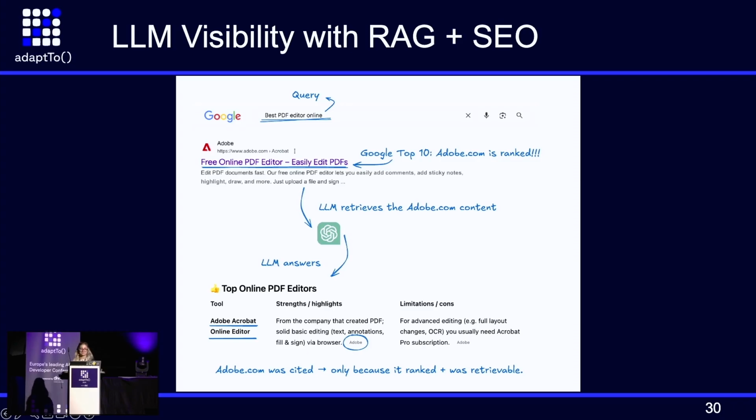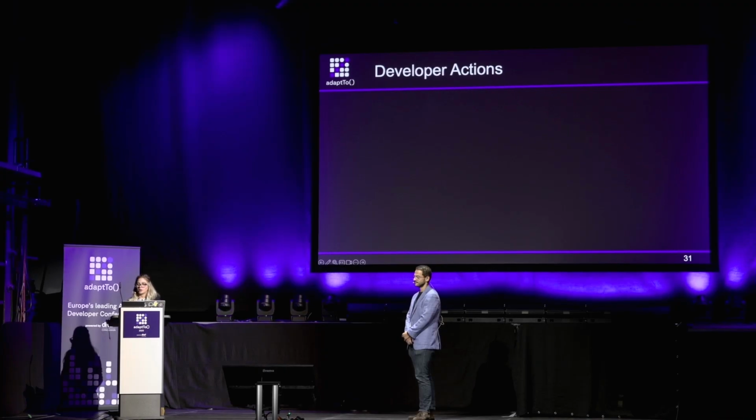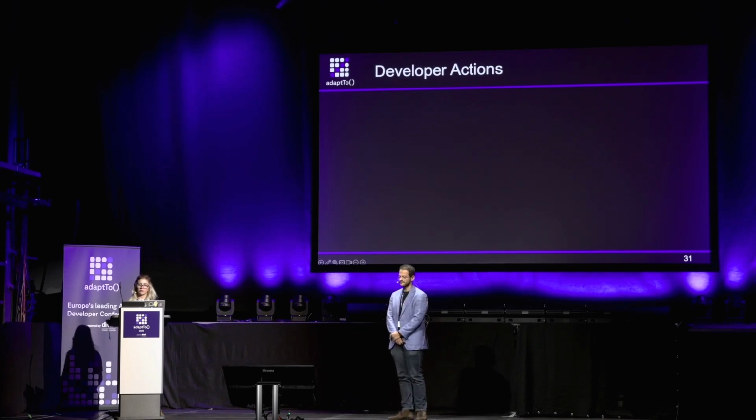Adobe Acrobat is both mentioned and cited. So it shows that only because Adobe.com was in Google, it was ranked, and we made the page rankable and retrievable. This is where the developers come in: how you make sure your customer's web page is crawlable and retrievable, so that your brand is cited and mentioned in LLM responses.